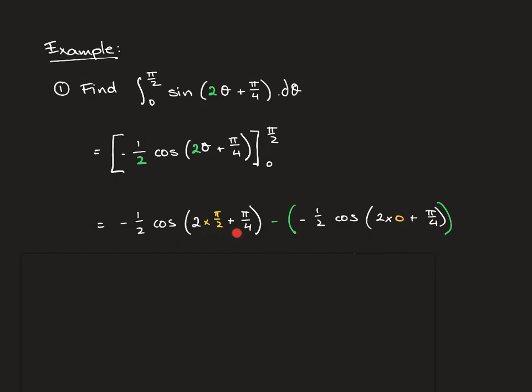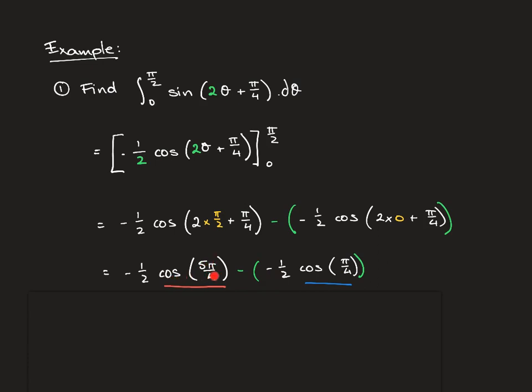Now I'm going to tidy these up so that I know exactly what I'm working with. So now that I've got negative a half cos of 5 pi on 4, so I'll need to work that out in a sec, minus, and you can see I've still got my brackets around the second part, negative a half cos of pi on 4. If you wanted to change this to a plus, perfectly fine, go right ahead. I'm going to leave this bracket sitting here until the end.